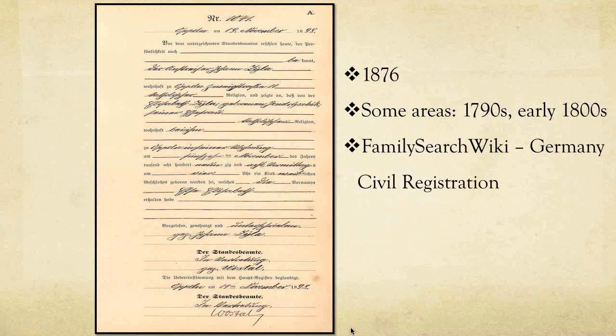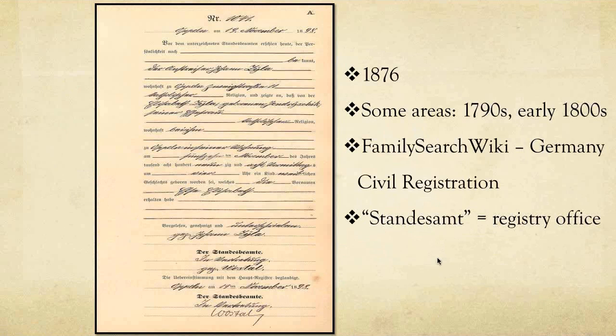Before you get started working with these records, I would highly recommend checking out the Germany Civil Registration page on Family Search Wiki. It's a wonderful guideline of background information, resources, and everything you can expect to find with these records, and will just give you a great head start to work with them.